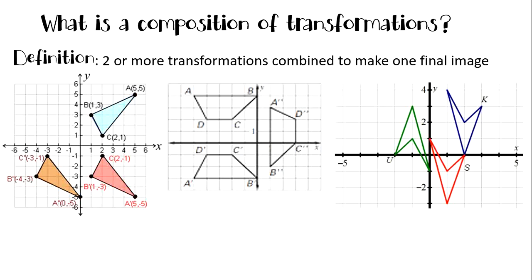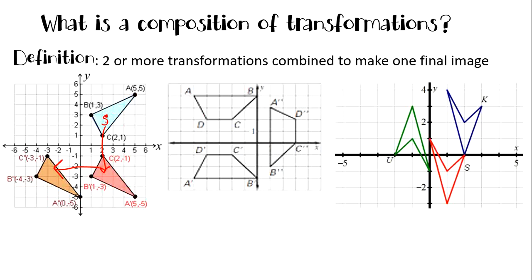So first, let's talk about what is a composition of transformations. The definition of a composition of transformations is when two or more transformations are combined to make that final image. So if we look at the leftmost picture, we're starting at this triangle, and then it looks like they're reflecting it over the x-axis, and then they're just sliding it or translating it to get that final image to be C double prime, B double prime, A double prime.